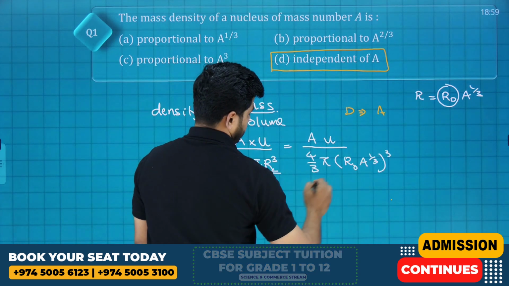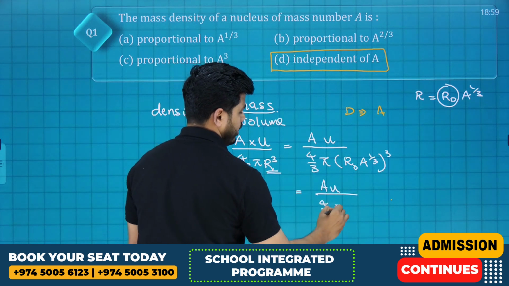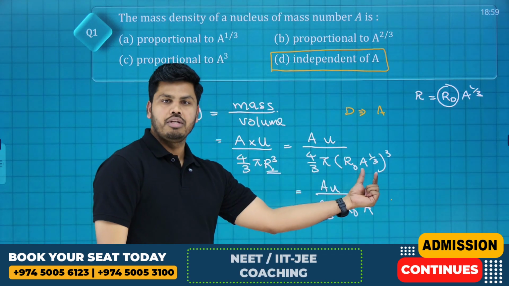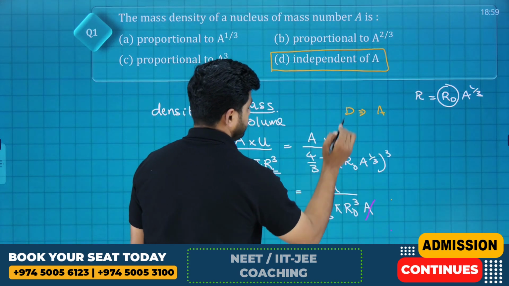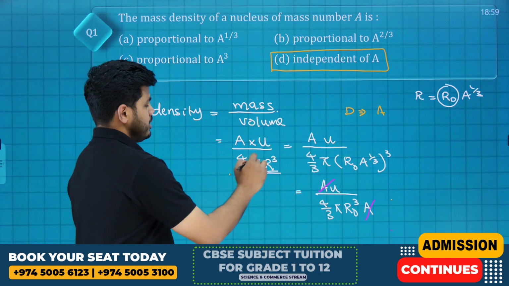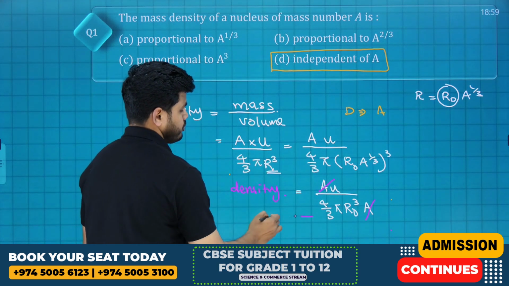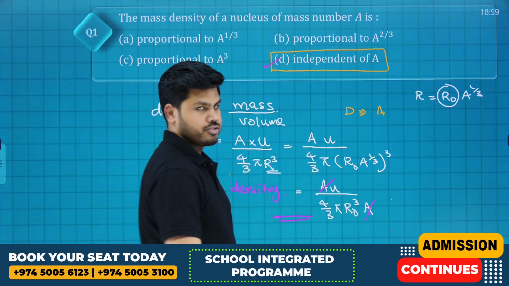See, in this one, we can write this as AU divided by 4/3 pi R0 cube into A, right? A raised to 1/3 the whole cube is going to be just A only. We can cancel A, which means the nuclear density is actually independent of the mass number. So option D is the correct answer.